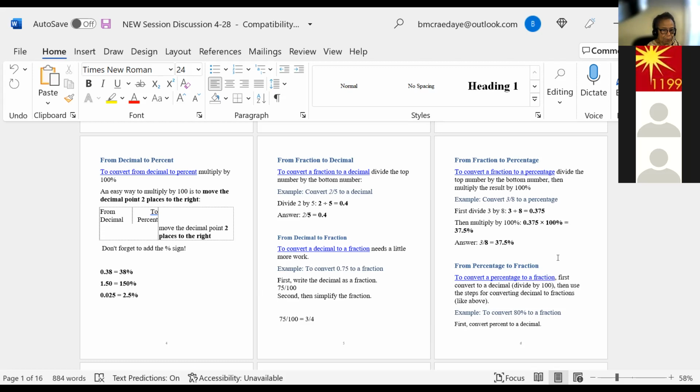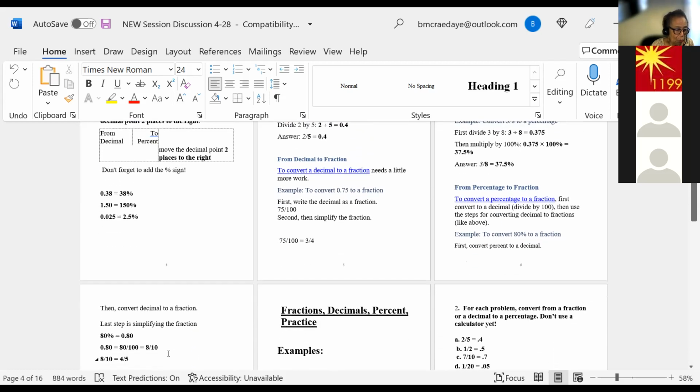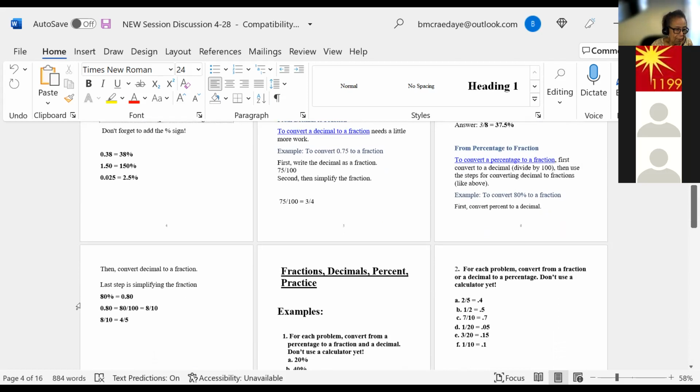That's our last one. You want to convert a percentage to a fraction. You first convert it to a decimal. We went over that before, right? That's just divide by 100, or shifting your decimal point 2 places to the left. So 80% becomes 0.80, as you see right here. That's 80 over 100, which is 8 over 10. You can just drop the 0 in the numerator and the 0 in the denominator. This becomes 8 over 10. Then you can simplify it. Just divide 2 into 8 and get 4, and 2 into 10 and get 5.